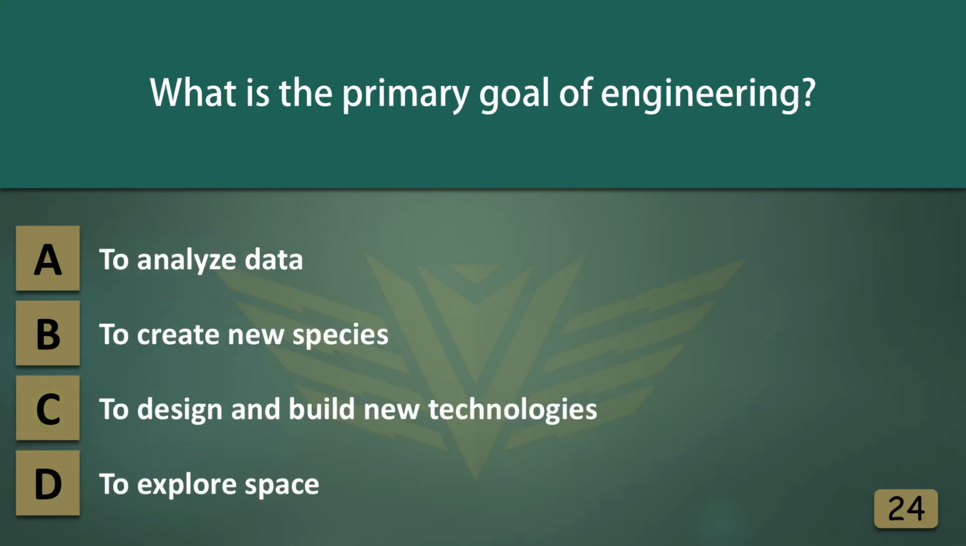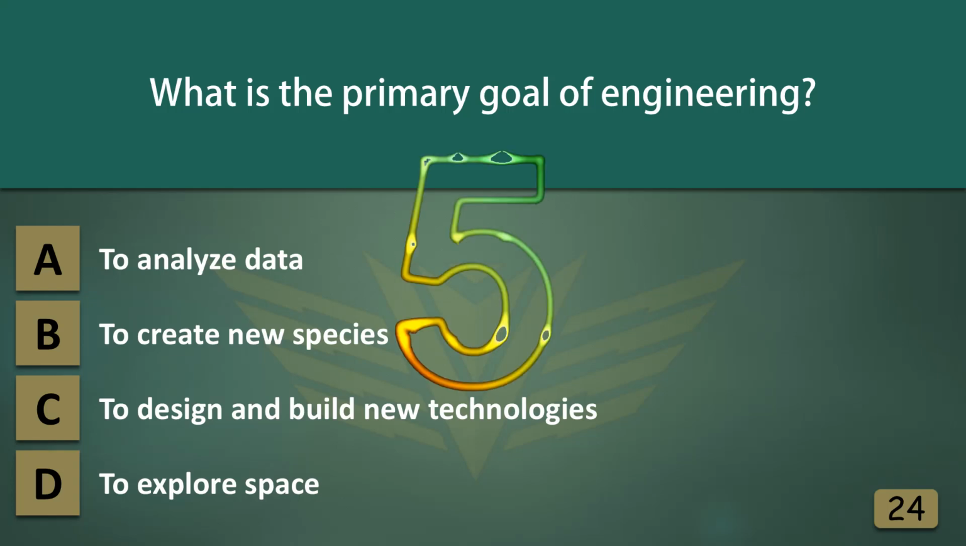What is the primary goal of engineering? A. To analyze data. B. To create new species. C. To design and build new technologies. D. To explore space.